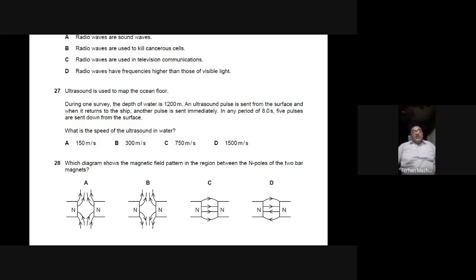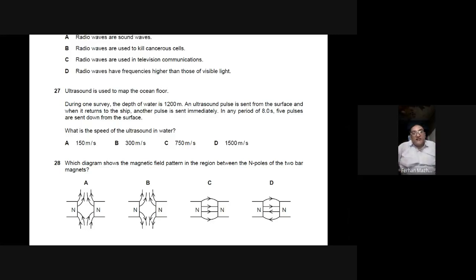You know, in 8 seconds they have sent 5 pulses. So the time lapse between one pulse and the second pulse is 8 seconds divided by 5, which gives 1.6 seconds. So in 1.6 seconds, you send a pulse. Let's say you have this ship, and you send a pulse and it goes down. It's reflected from the seabed and is received back in the ship.